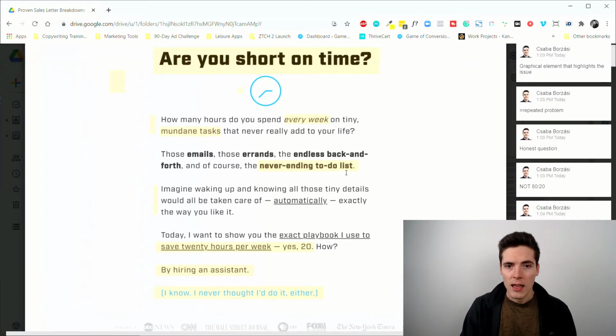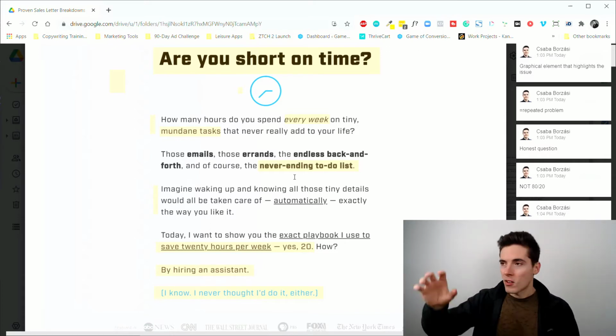And then he kind of twists the pain a little bit, but it also dimensionalizes the whole thing. So he says those emails, those errands, the endless back and forth, and of course, the never-ending to-do list. So these are all things that the copywriter who wrote this probably extracted from the research. Because whenever copywriters write something, they do a ton of research. And these were the things that people in the target audience were saying. They were probably saying, oh, I feel so overwhelmed with emails, responding to all those people, to all those messages, to the never-ending to-do list, like something breaks in my business.